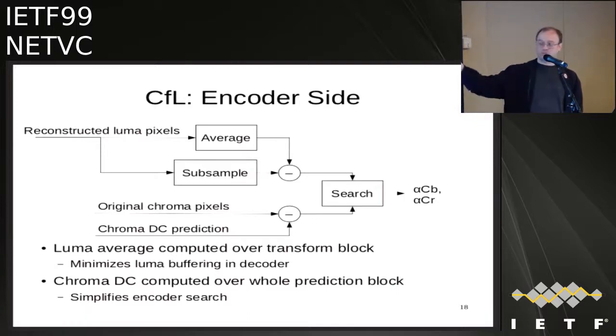And we feed that into a search for the best linear parameters, one for each of the two color planes, Cb and Cr. Then on the bottom there, we take the original chroma pixels, and we also want to factor the DC term out of chroma. But since the decoder doesn't know what the reconstructed chroma looks like, we just do DC chroma prediction as the best guess of what the DC will be. We subtract that out and feed that into the search as well. Then the search goes over all of the possible choices of alpha for each color plane and explicitly codes that out to the bitstream.